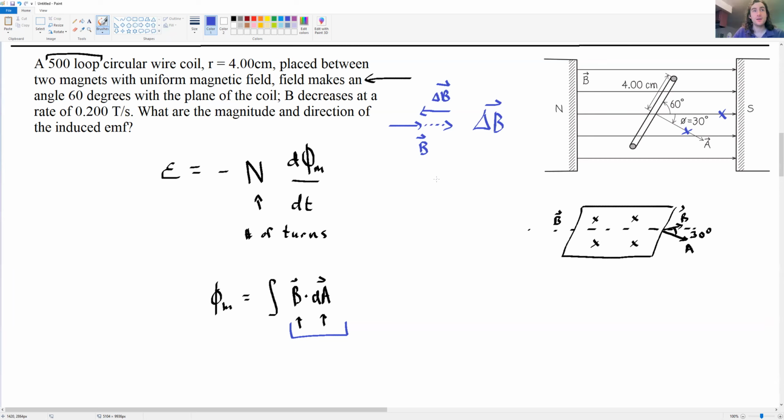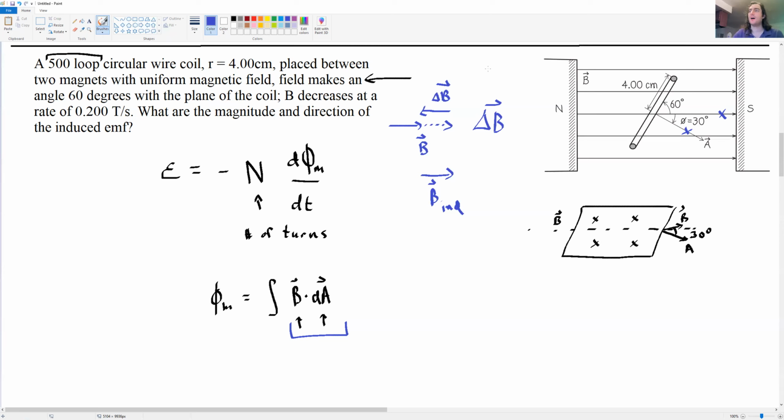Since B decreases, you should generate an induced current which compensates for the loss of B. In other words, you need an induced current which gives you an induced B in this direction. It's a little bit tricky, but with a lot of right-hand rule practice you catch on really quick, because it's not a lot of calculation. It's a thing where you're using your hand to figure it out.